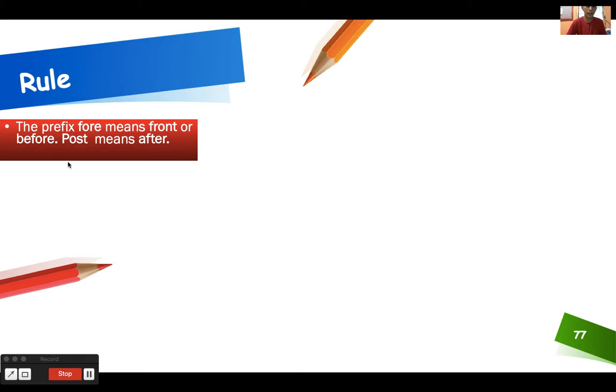Okay, then we have the prefix post, that means after. An action that happens after another action, for example, something that will pass in the future. Okay, some examples of these prefixes are the next ones.